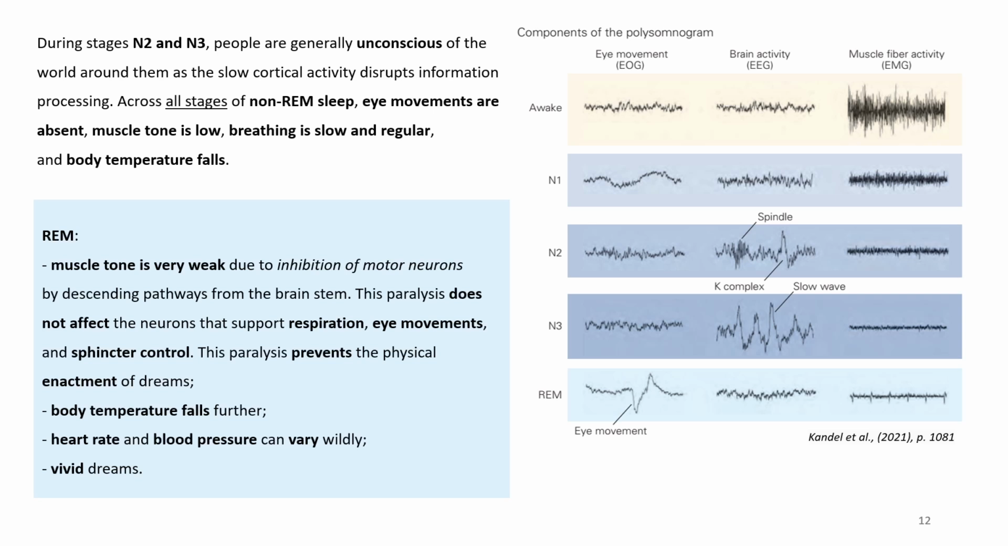During REM sleep, muscle tone is very weak due to the inhibition of motor neurons, but this paralysis, of course, does not affect the neurons that support respiration, eye movements, and sphincter control, but it is sufficient to prevent us from enacting our dreams. Body temperature falls even further. We observe large variability in heart rate and blood pressure, and people report having vivid dreams.